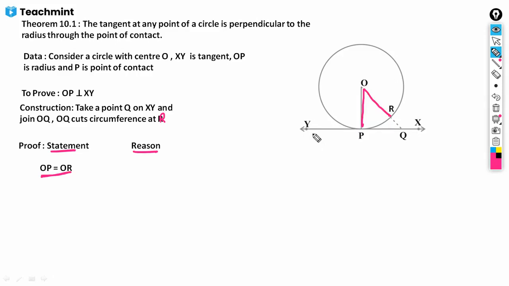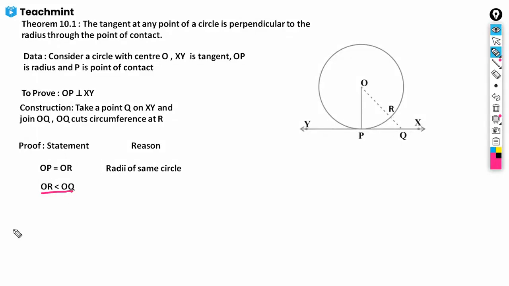All the radii in the same circle are equal. If you take any radius in the same circle, all radii are what? Same. Okay, so here I am going to write the reason: radii of same circle. Did you understand the reason behind this statement? Yes, sir. I have written OP is equal to OR. Why? Because radii of same circle.